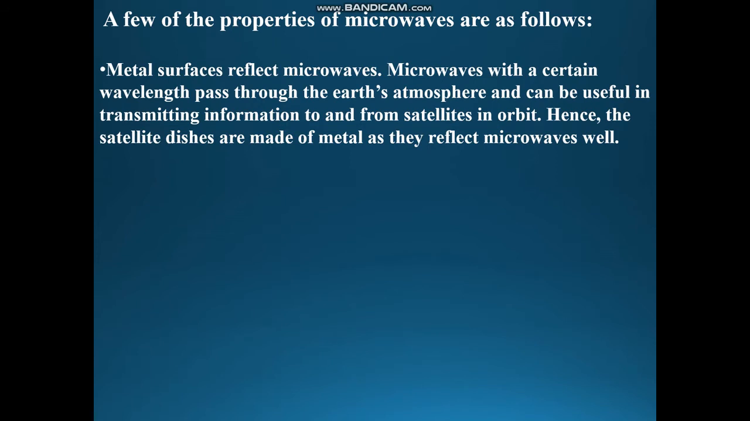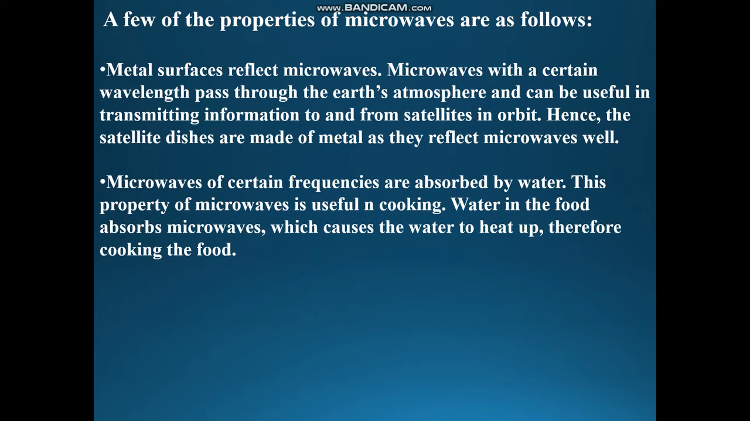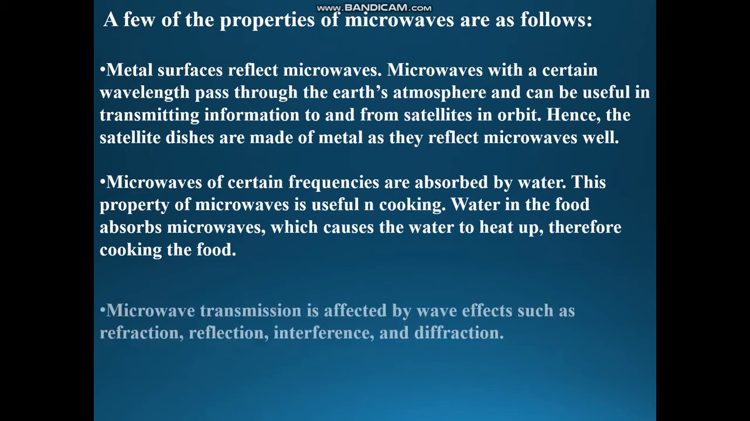Metal surfaces reflect microwaves. Microwaves with a certain wavelength pass through the Earth's atmosphere and can be useful in transmitting information to and from satellites in orbit. Hence, the satellite dishes are made of metal as they reflect microwaves well. Microwaves of certain frequencies are absorbed by water. This property of microwaves is useful in cooking. Water in the food absorbs microwaves, which causes the water to heat up, therefore cook the food.